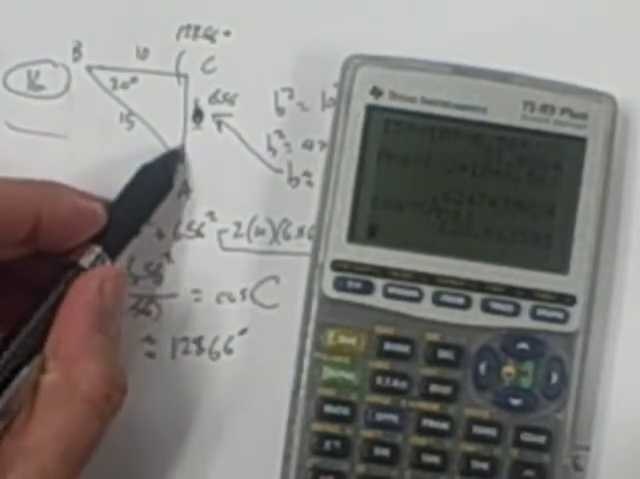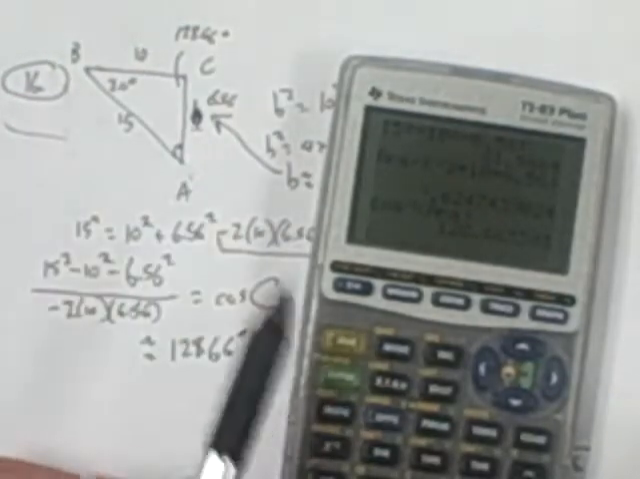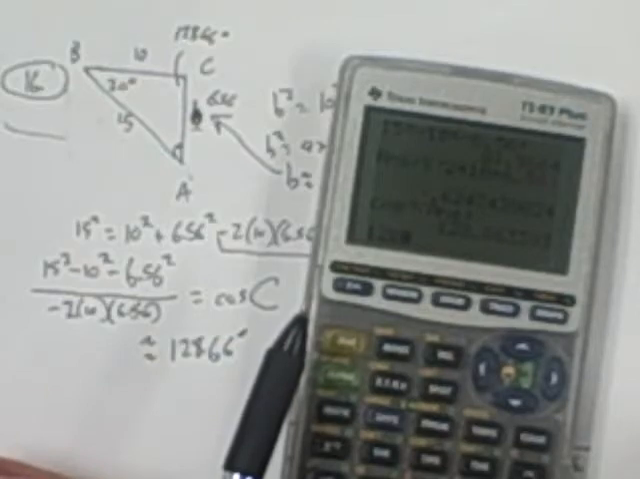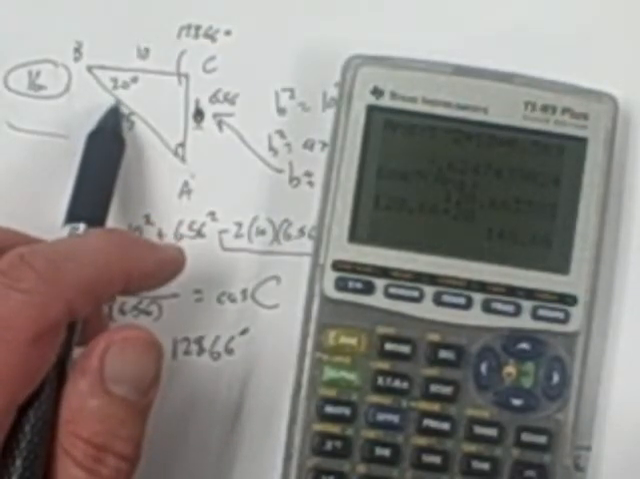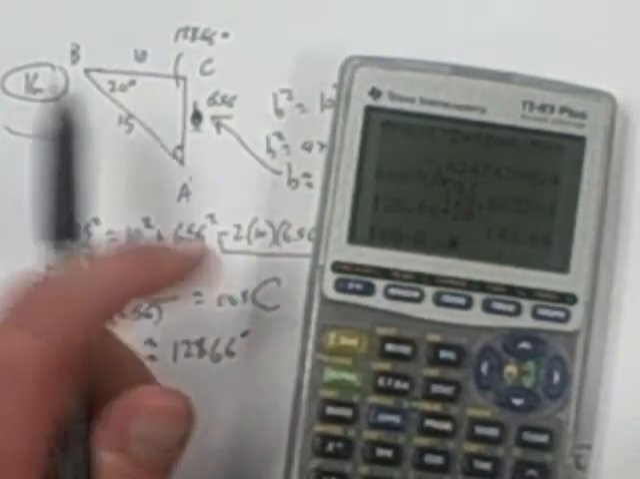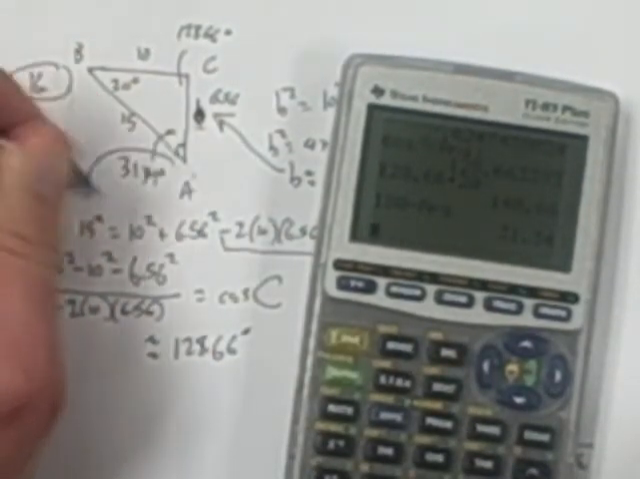And then to find a, I could use the law of cosines, or I could just do a little bit of arithmetic. 128.66 plus 20 is that. Subtract that from 180. And that should be 31.34 degrees.